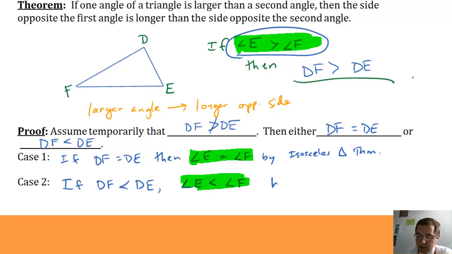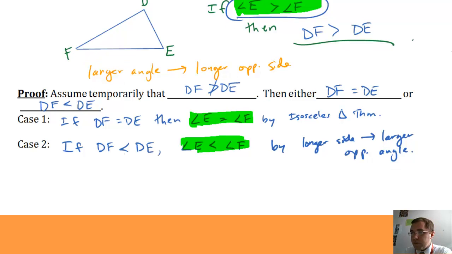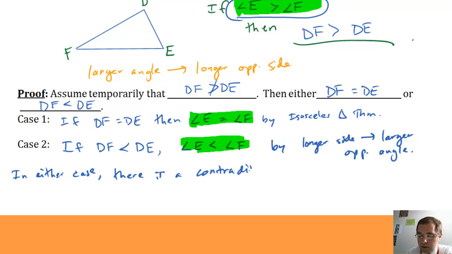So this was by longer side implies larger opposite angle. So now we can say in either case there is a contradiction with angle E greater than angle F.